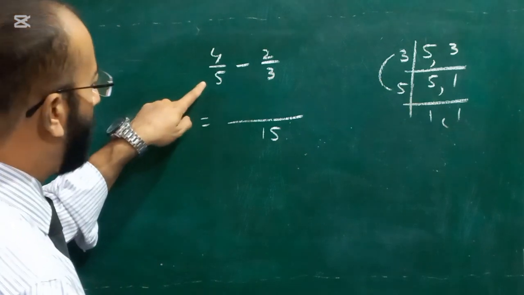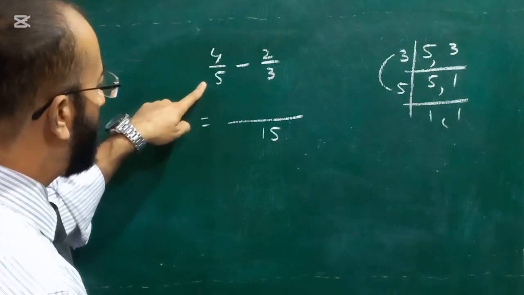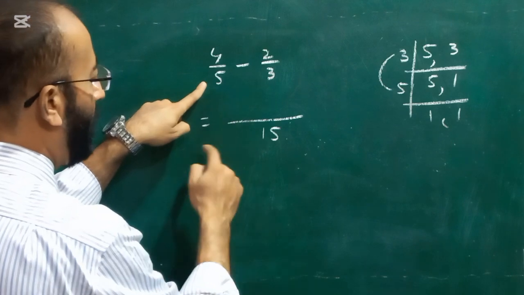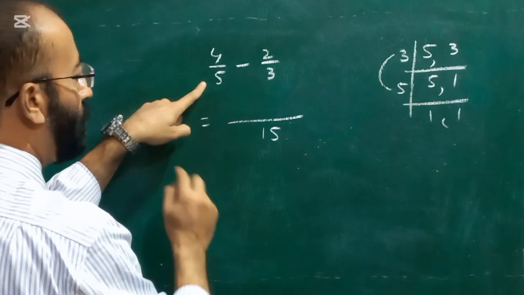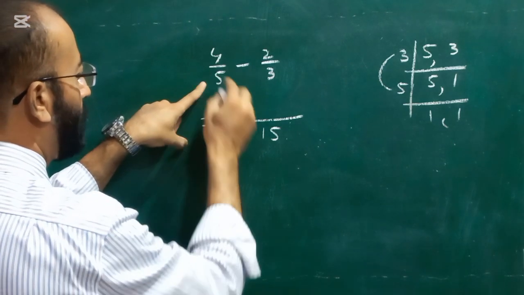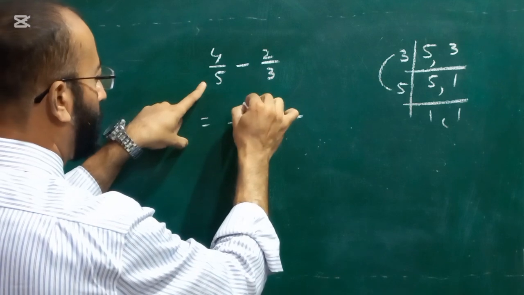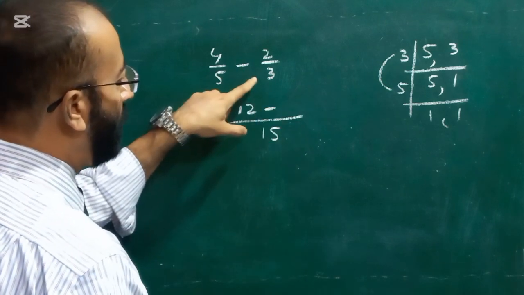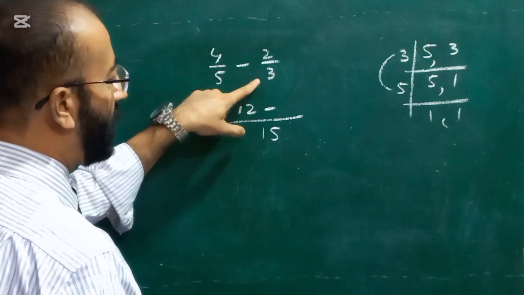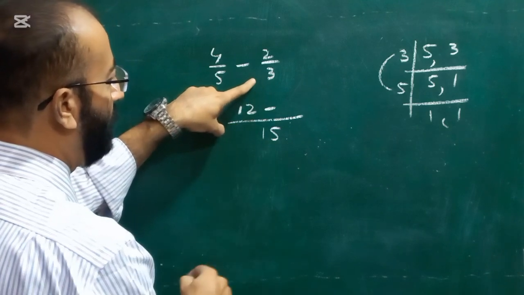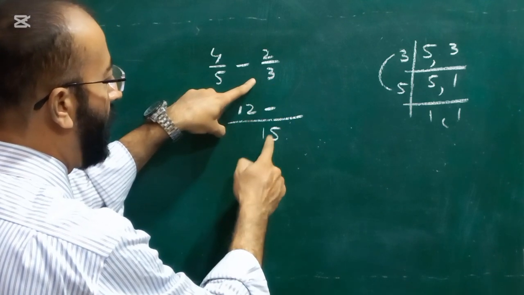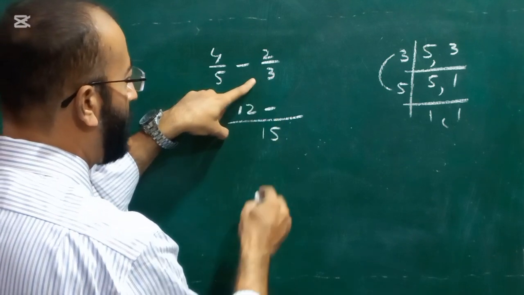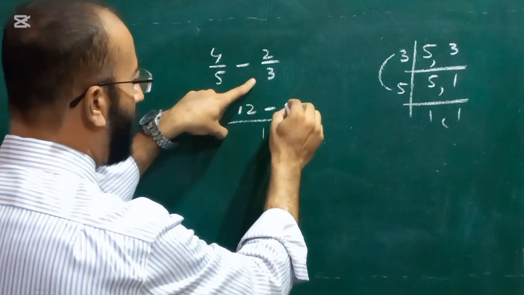So we will read the table of the denominator of the first fraction to the number where 15 will come. So 5 3s are 15 and that 3 will be multiplied with the numerator of the same fraction. So 3 4s are 12. This minus sign will remain as it is. Now we will read the table of the denominator of the second fraction to the number where 15 will come. So 3 5s are 15 and that 5 will be multiplied with the numerator of the same fraction. So 5 2s are 10.